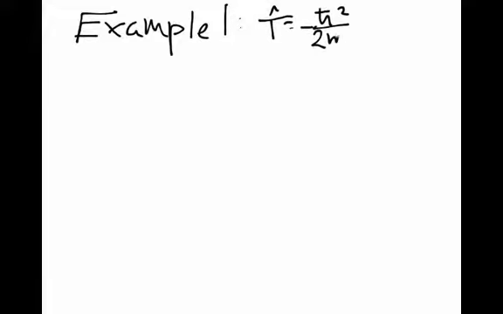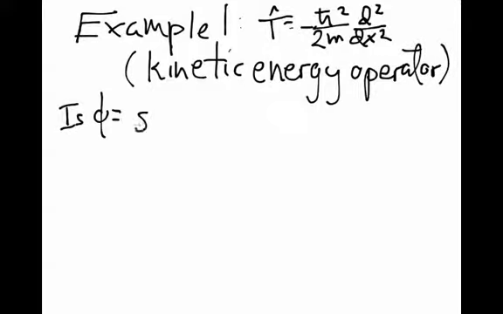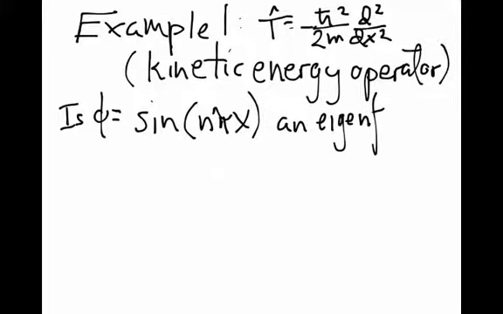For our first example, let's consider a problem that we've already solved. The kinetic energy operator, T with a little hat, is equal to minus h bar squared over 2m times the second derivative with respect to x, d squared over dx squared. And we call that the kinetic energy operator. The fact that we call it a kinetic energy operator is important. Now the question is, is phi equals sine of n pi x an eigenfunction of that kinetic energy operator?